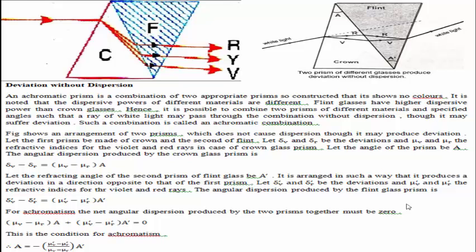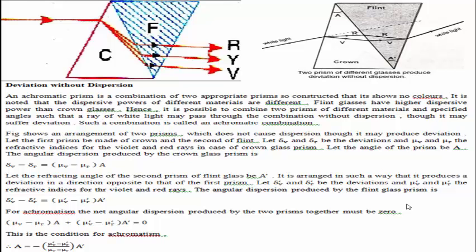For achromatism, the net angular dispersion produced by the two prisms must be 0. (Refractive index of violet minus refractive index of red) multiplied by A plus (ν' V minus ν' R) multiplied by A' is equal to 0. This is the condition for achromatism.